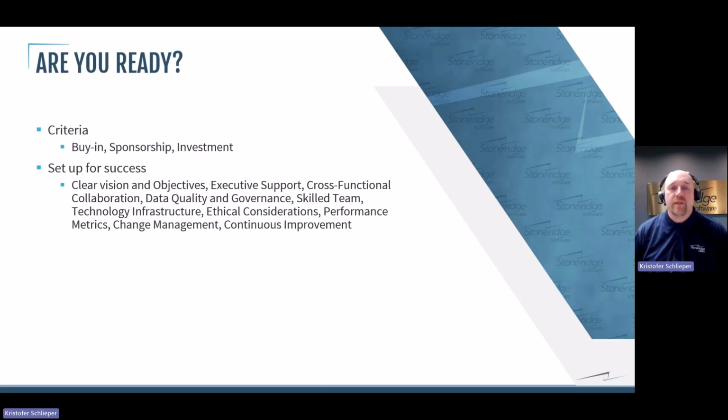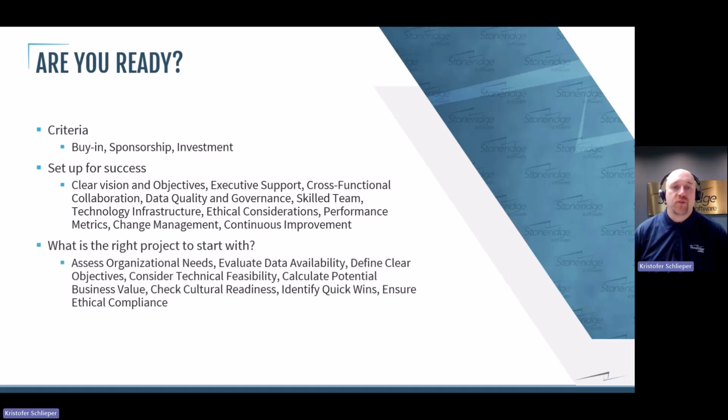Well, what do we do to start? What project should I start with? How should I determine what project I want to start with? Well, some of the things we should look at is, one, identify problems or opportunities that could benefit from AI, ML, or BI solutions in the organization.